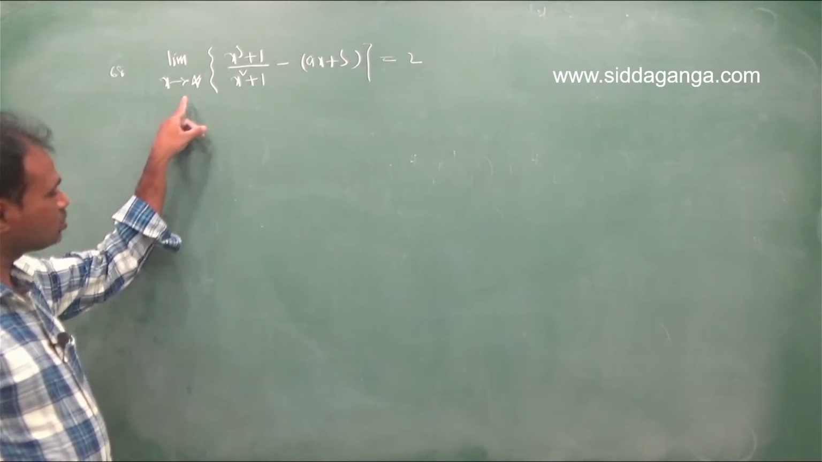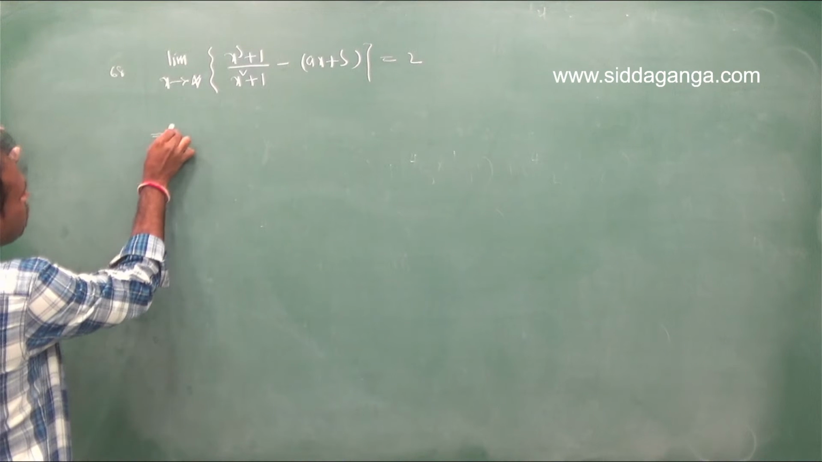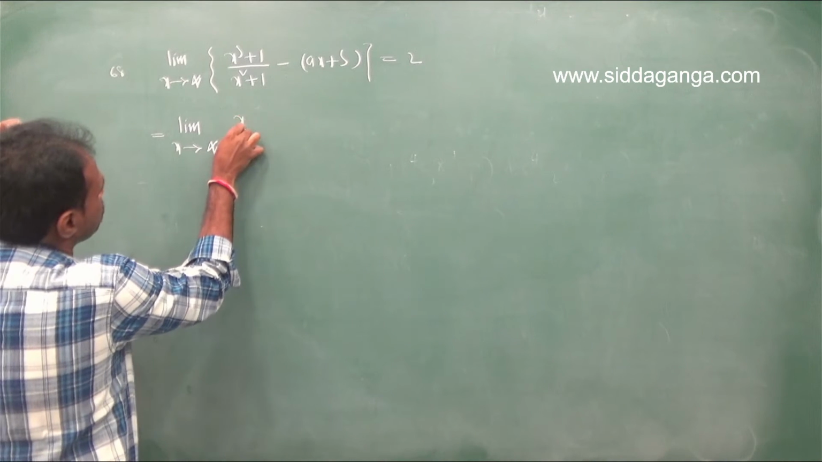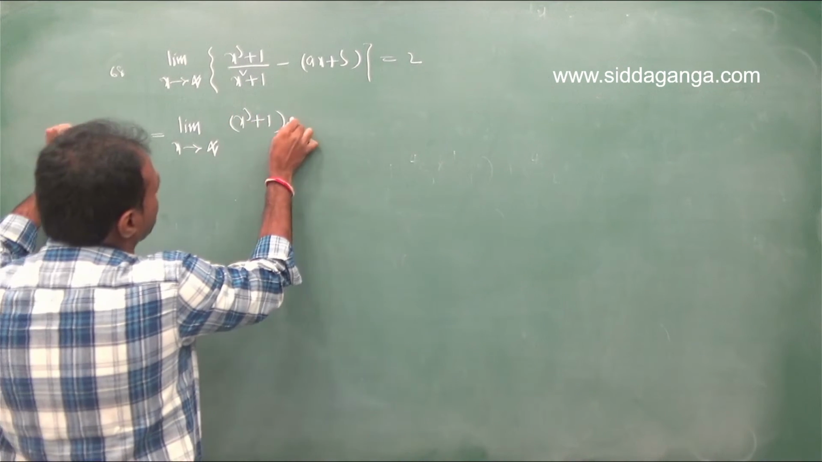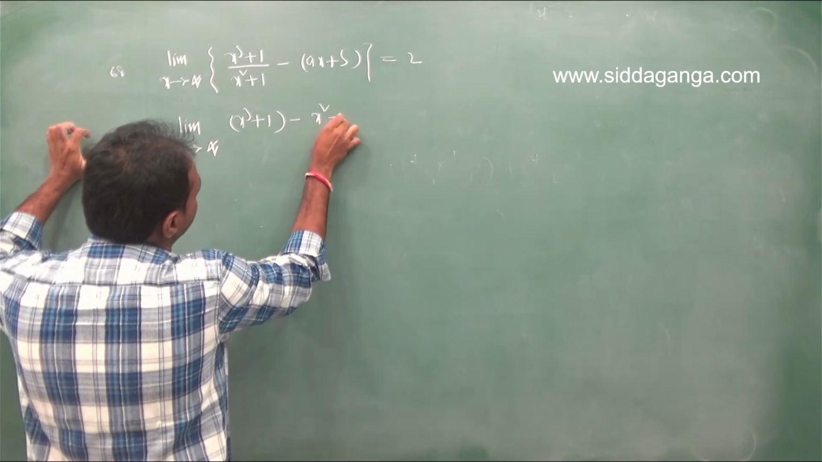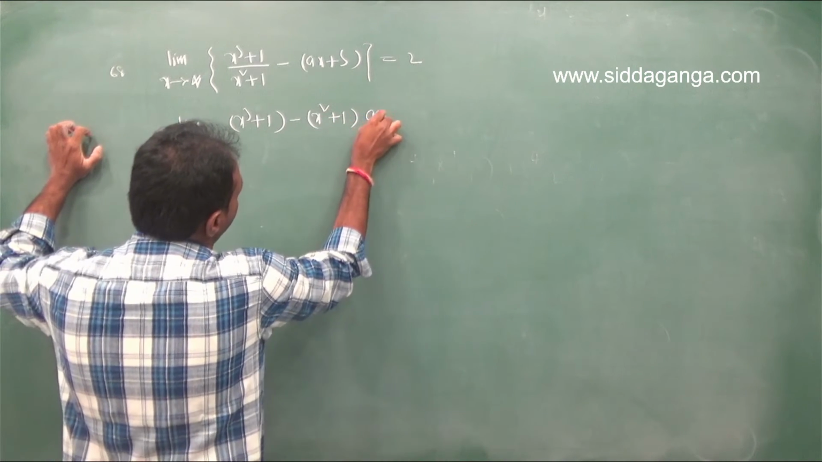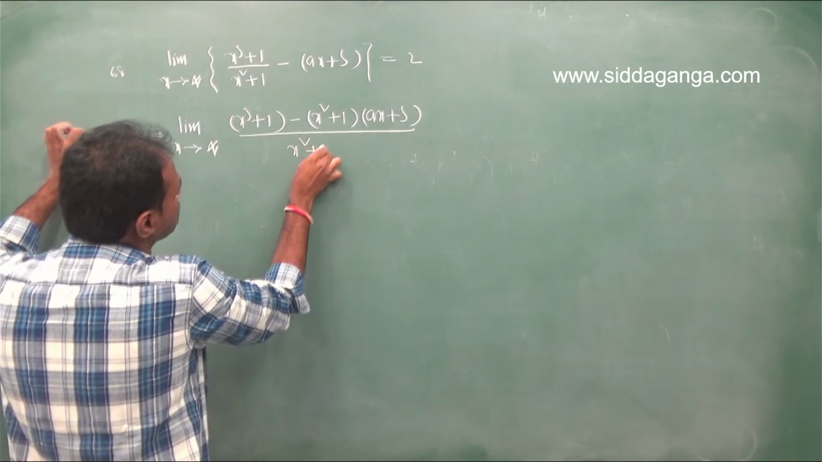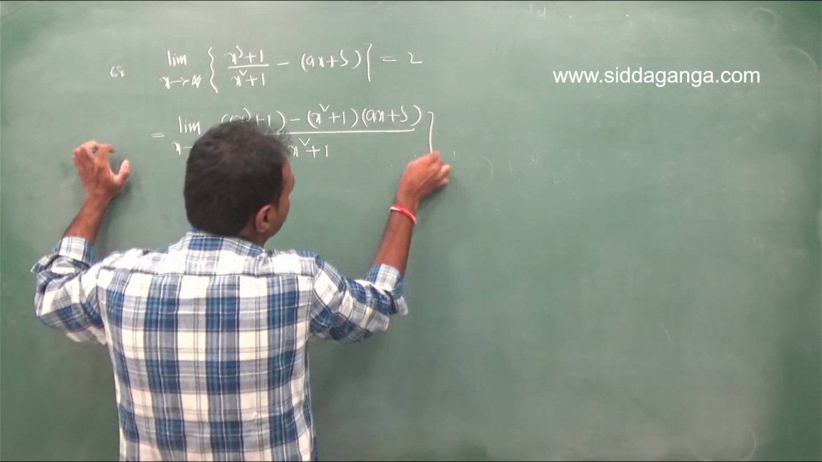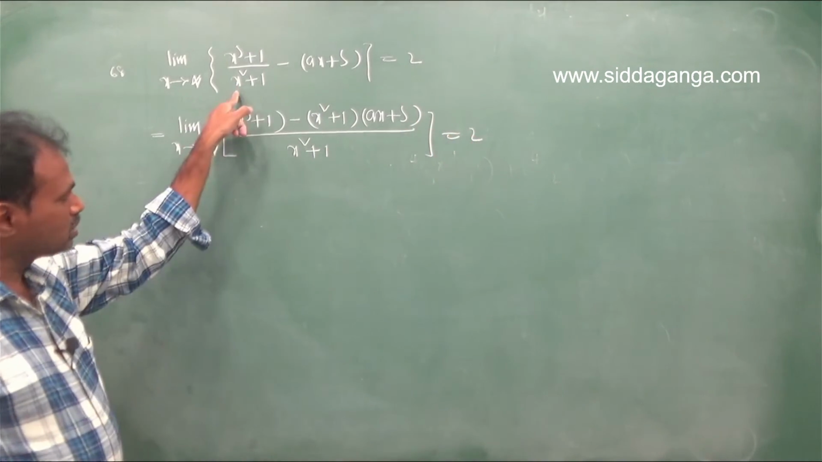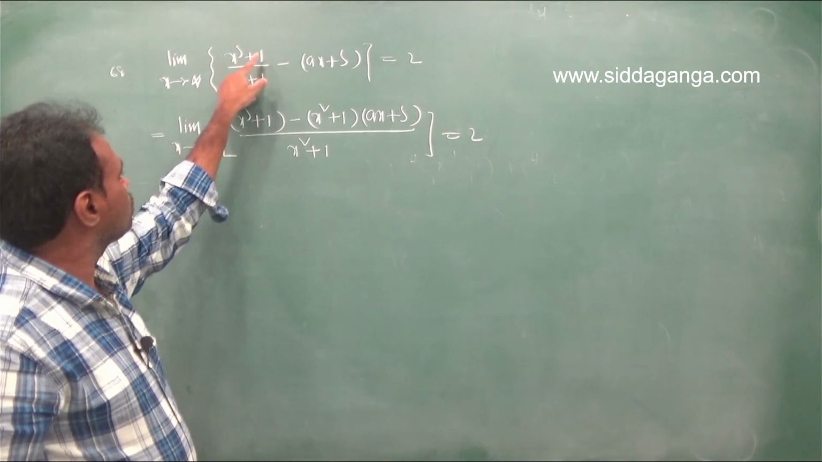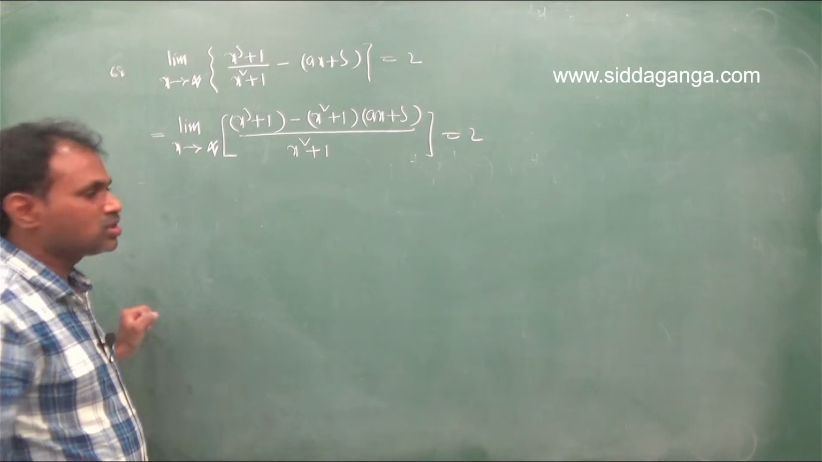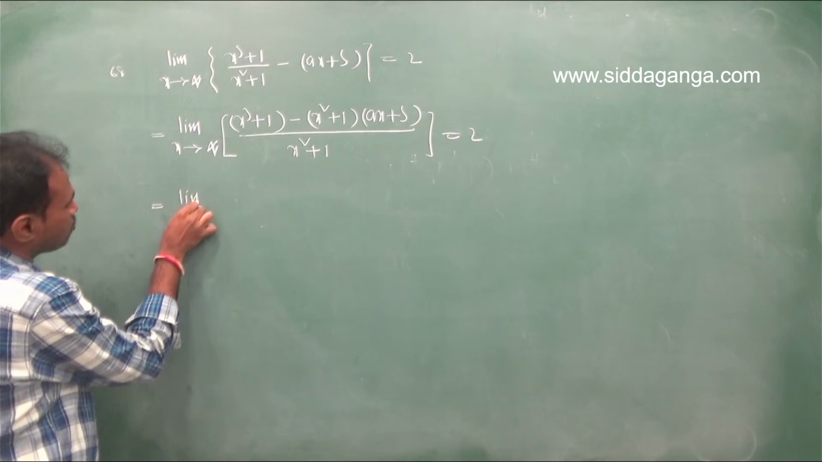Now as x tends to infinity, take the LCM, that is x square plus 1. It is equal to x cube plus 1 minus x square plus 1 into ax plus b, divided by x square plus 1, equal to 2. Now limit as x tends to infinity.